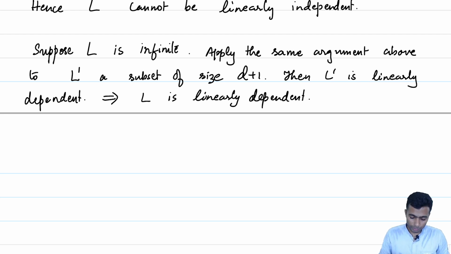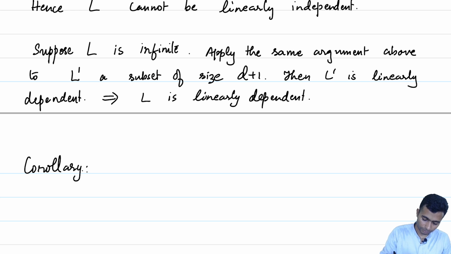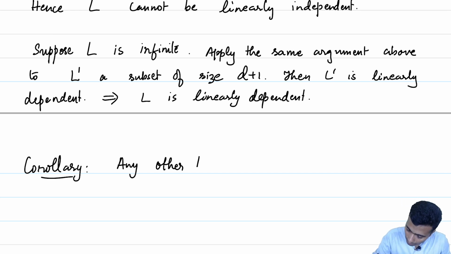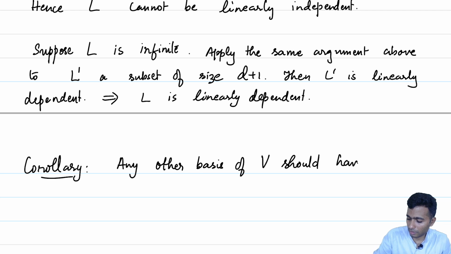Okay, so let us now look at one more corollary. Any other basis of V should necessarily have D elements.